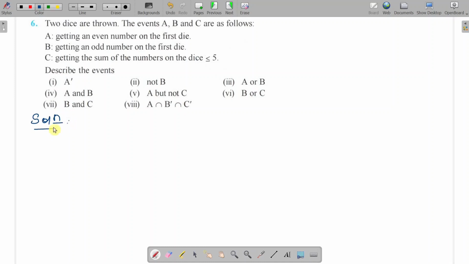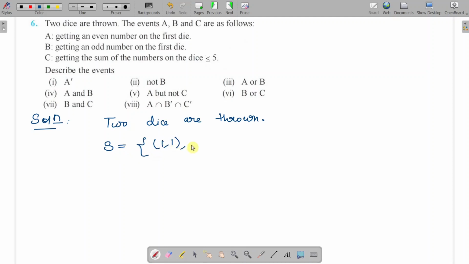Solution. What we have to do is, we are given the 2 dice which are thrown, and then events A, B and C are given to us. We have to find all these events here, 1 to 8. So let us first take the random experiment which is given to us. 2 dice are thrown. So that means the sample space will be what? You know the sample space.